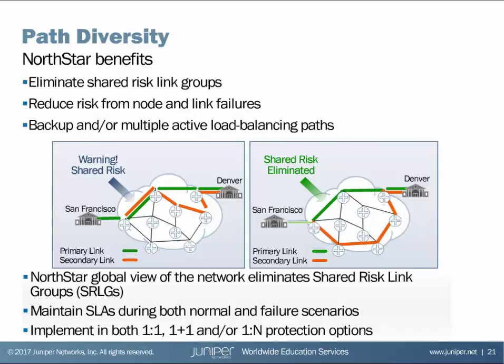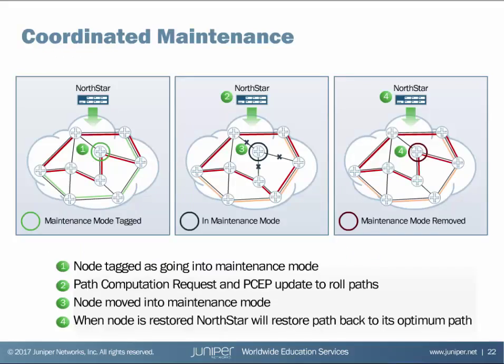So if somebody's digging a trench outside of Boulder, Colorado, and they take out the path from Santa Fe to Denver, that's okay. I can come up through San Antonio and still get there, you know what I mean? And I have the intelligence to be able to signal label switch paths using the NorthStar controller to exactly meet these customer requirements. Right? Pretty slick stuff.